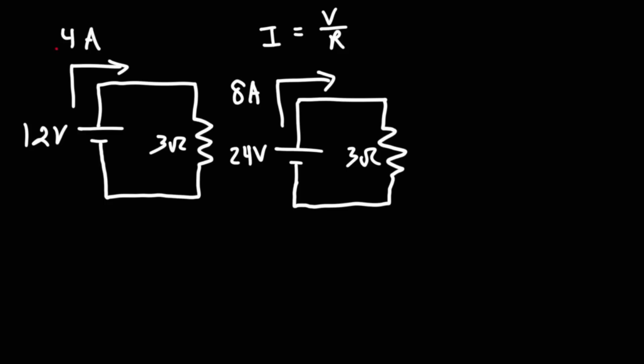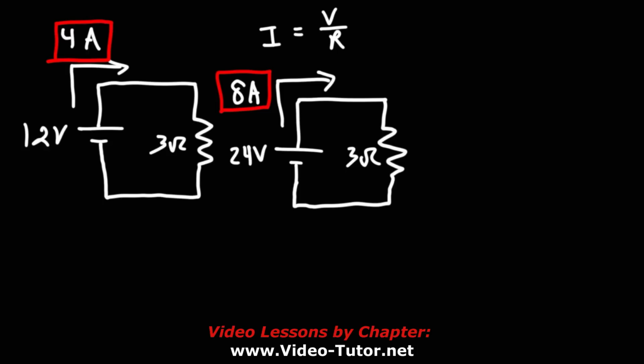Now here's the question. What exactly is happening when we increase the current from 4 amps to 8 amps due to an increase of voltage? Does this mean that we have twice the number of electrons flowing at the same speed in the second circuit, or does it mean that we have the same number of electrons flowing at twice the speed? Which one is it?